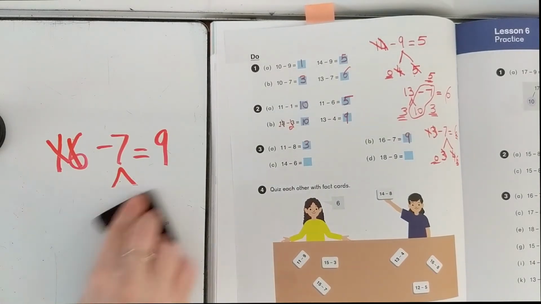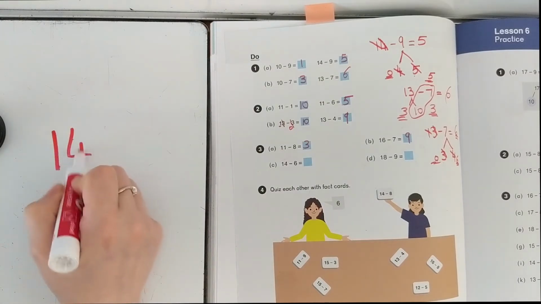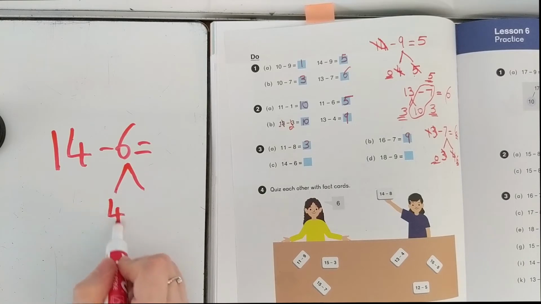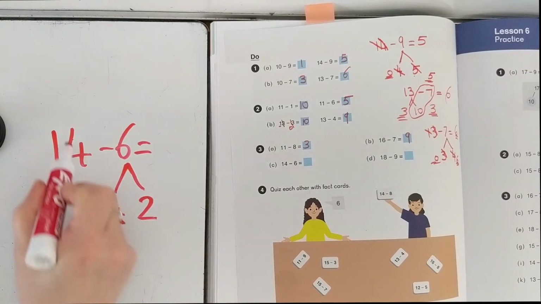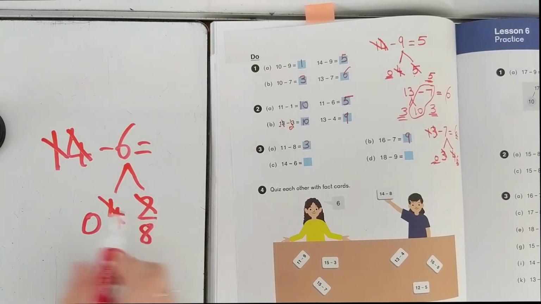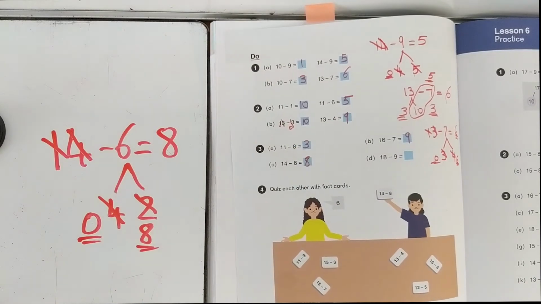Let's do letter C, 14 minus 6. Inside the 6, there is a 4 and a 2. 4 minus 4 is 0. 10 minus 2 is 8. So our answer is 8. 14 minus 6 is 8.